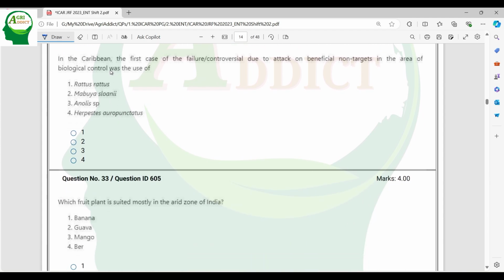Then, in the Caribbean, the first case of failure or controversy due to attack on beneficial non-targets in the area of biological control was the use of Herpestes auropunctatus. So what is this Herpestes auropunctatus? It is the small Indian mongoose. Mongoose is a small animal, like a giant big squirrel.